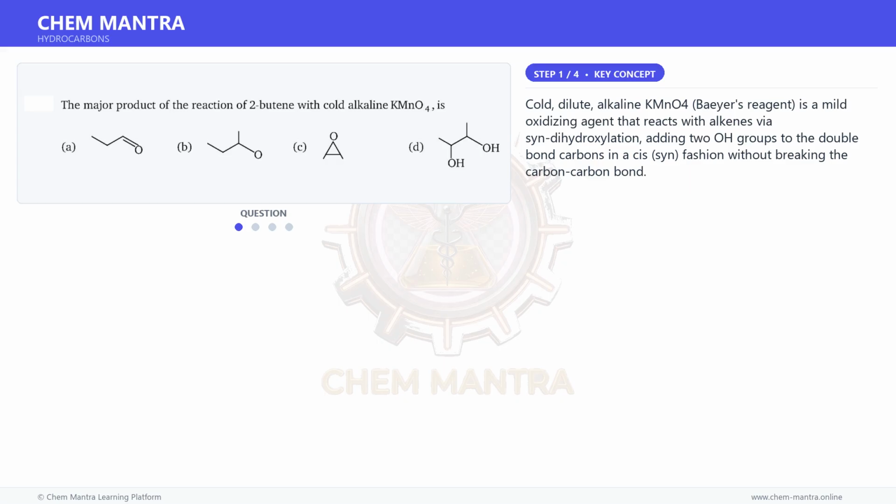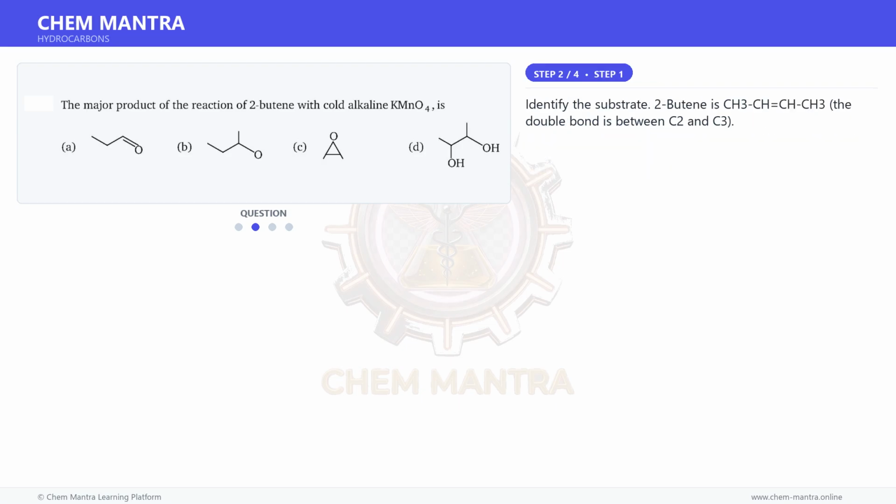Cold, dilute, alkaline KMnO4, Bayer's reagent, is a mild oxidizing agent that reacts with alkenes via syn-dihydroxylation, adding two OH groups to the double bond carbons in a cis-syn fashion without breaking the carbon-carbon bond.